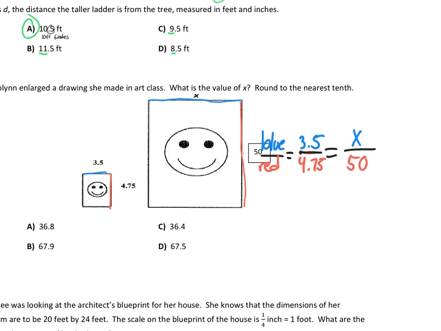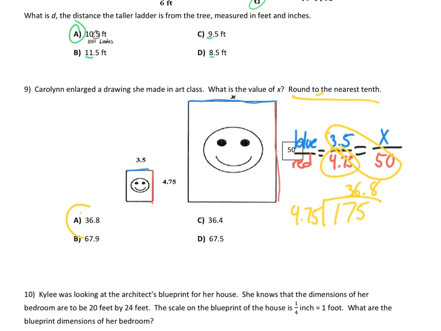So now I'm just going to cross multiply and divide. So I'm going to do 50 times my 3.5, and I get 175. And now I have to divide by my leftover number, that 4.75. And when I divide that by 4.75, I get a really gross number, like a really gross number. Well, I did say round to the nearest tenth, so that's good to know. So I end up getting 36.8, which happens to be that one.